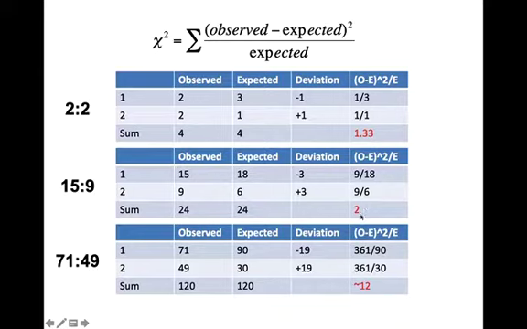Here we add those two up, we get 2, but this one's big, right? Because we have a big deviation, -19. We square it, we divide by 90, so 361 divided by 90. Here we get 19, we square that one, we divide by 30. So the sum of this one is big. It's 12. This is 1.33. This is 2. And then this is about 12. So what do we do with that?